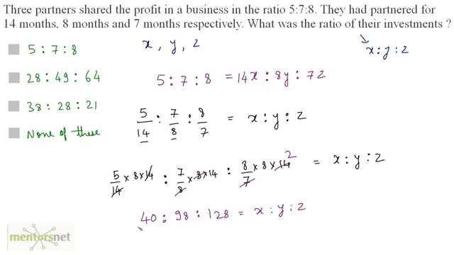Now even if we divide this complete ratio by 2, we'll get 20 is to something, and that is not in our options, right? So the correct answer to this question is none of these, but we found out the ratio of their investment, right?